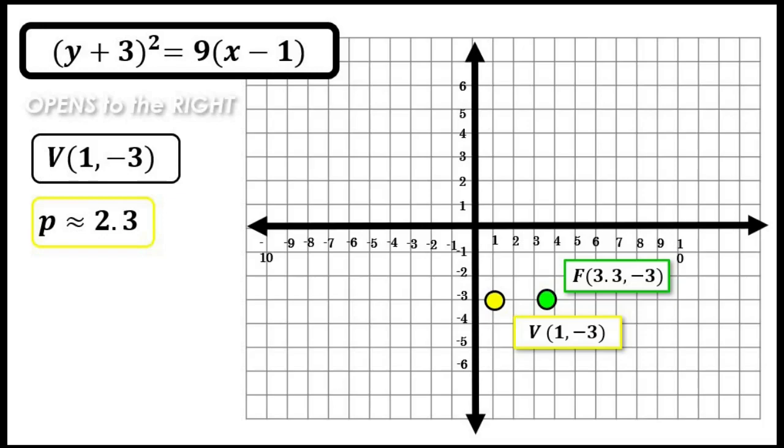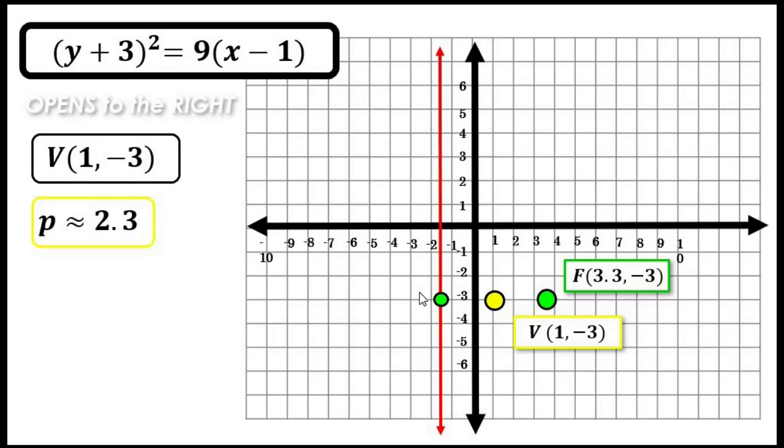After plotting the focus, we now plot the directrix and we go to the opposite direction, moving 2.3 units to the left. So starting from the vertex (1, -3), let's move 2.3 units. Again, it will just be an estimation. So 1, 2.3 would be somewhere here. Then this is the point where we draw the vertical line to represent the directrix.